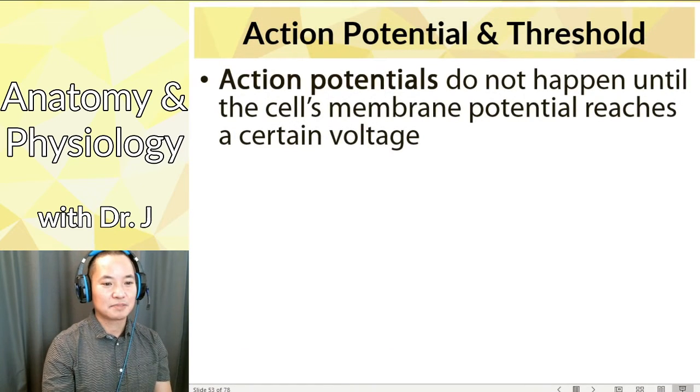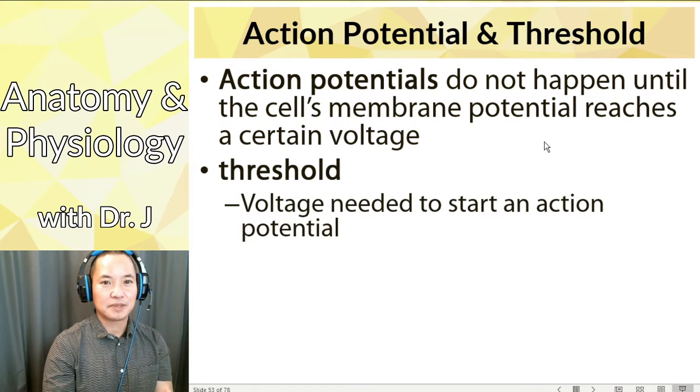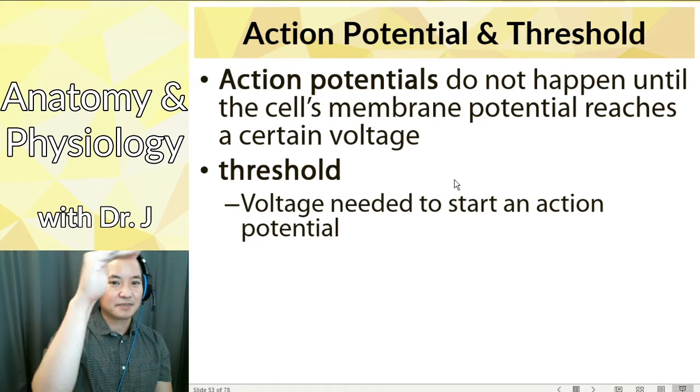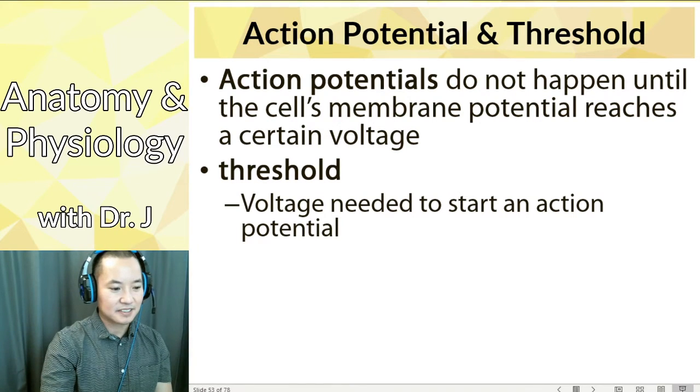Okay, so action potentials do not happen until a cell's membrane potential reaches a certain voltage. And this voltage is what we call a threshold. So this is the membrane potential you need to actually do that action potential, that increase in membrane potential followed by a decrease.